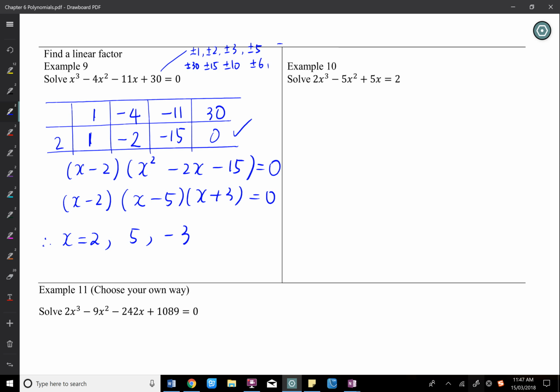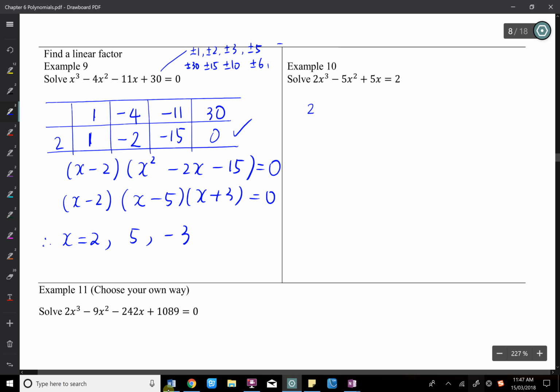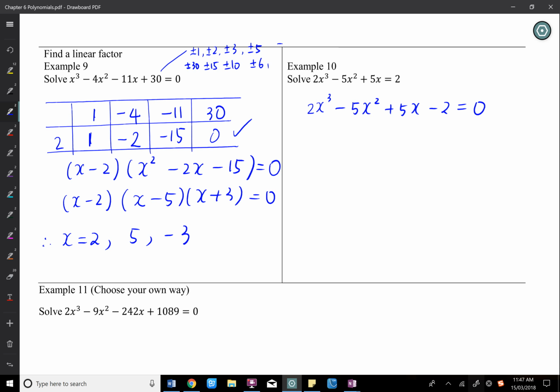So therefore, if you look at question 10, the 2 here is not good. What we need to do, I'm not going to solve it, but I just tell you the 2 needs to be moved to the left and make 0 on the right hand side. For all polynomials, if you want to solve for them, the right hand side needs to be 0, or at least one side needs to be 0, because I want to use the null factor law to solve for it. We factorize it first and then use the null factor law. So one side must be 0.